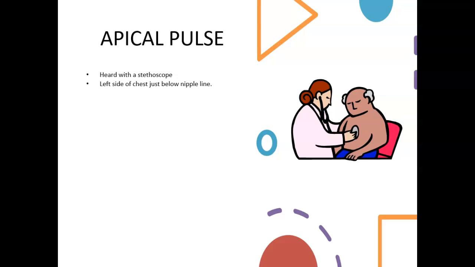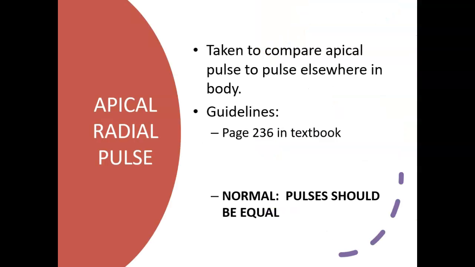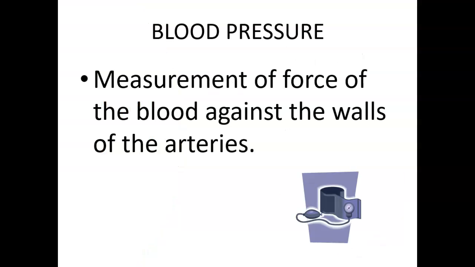Apical pulse is heard with a stethoscope. It's on the left side of the chest, just below the nipple line. It's used when it's hard to feel a pulse, or it's weak or irregular, or on infants and children less than 2 years old. It's taken to compare the apical pulse to pulses elsewhere in the body. Pulses should be equal throughout the body.